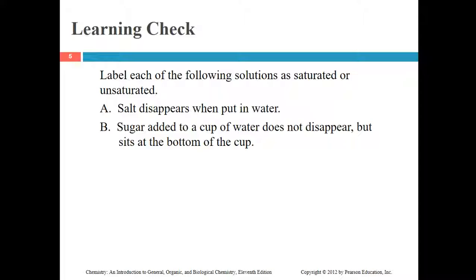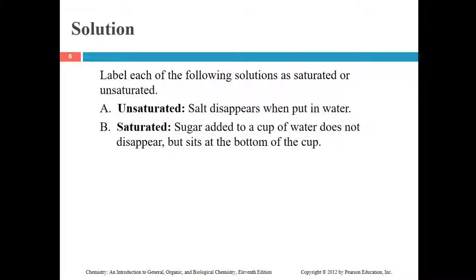So if salt disappears when it's put in water, then you know that you could still put more salt in there because you don't see any at the bottom. So that would be considered an unsaturated solution. Now B, sugar is added to a cup of water, does not disappear but sits at the bottom of the cup. Well, you know that yes, sugar is going to dissolve in water, but if not all of it disappeared, that meant you had a saturated solution because you had more sugar in there than could dissolve in your water.